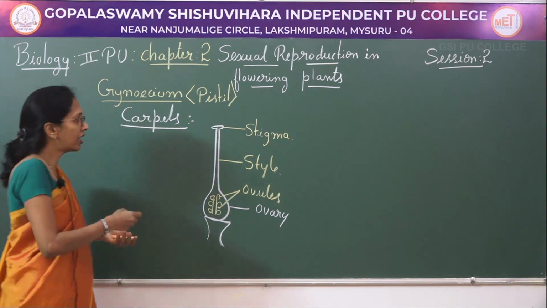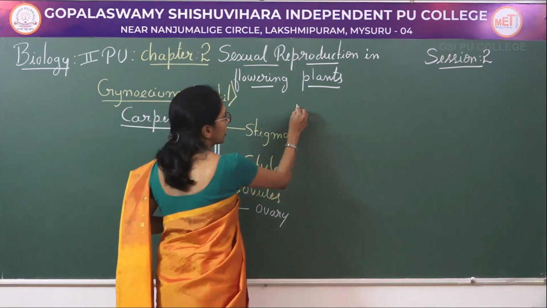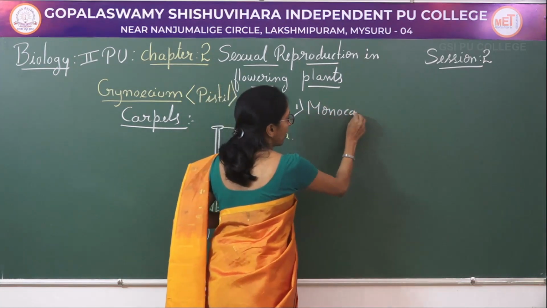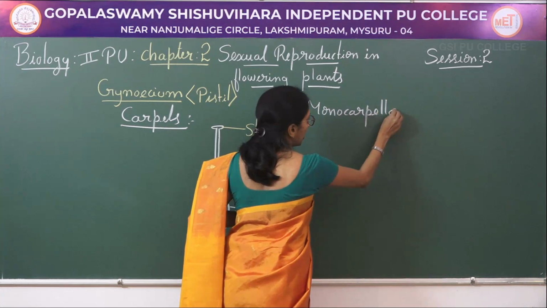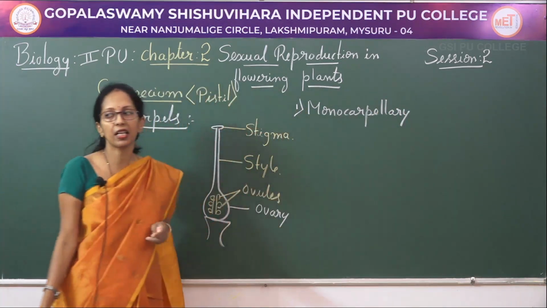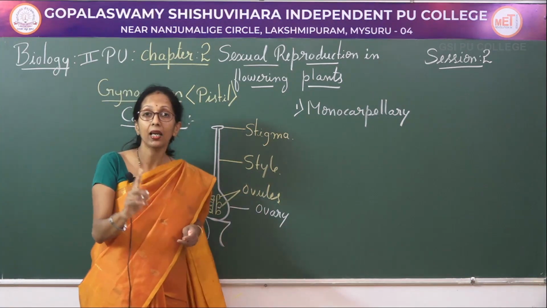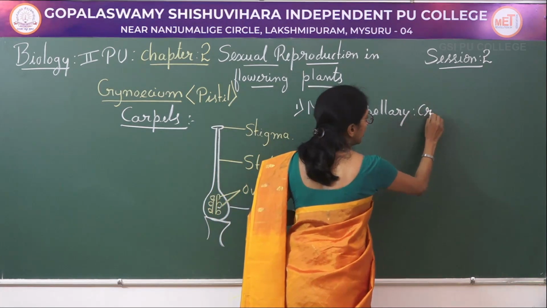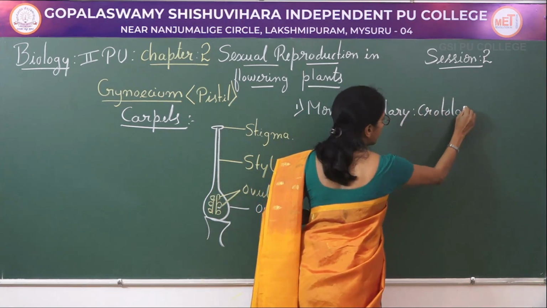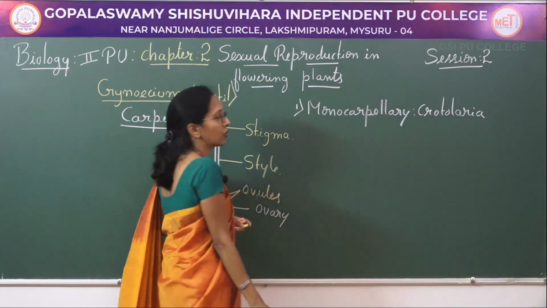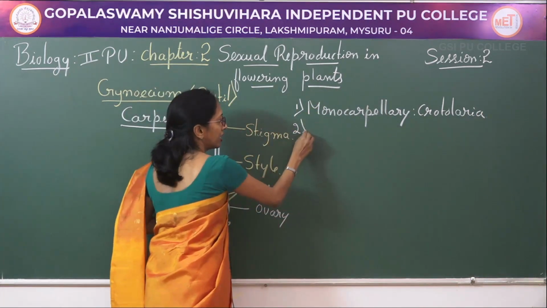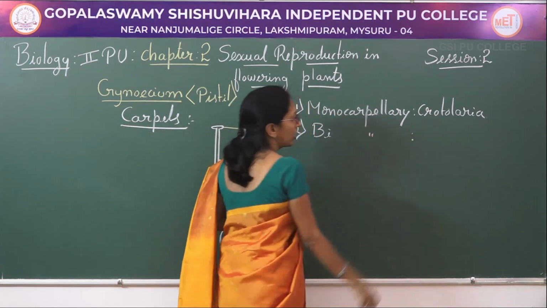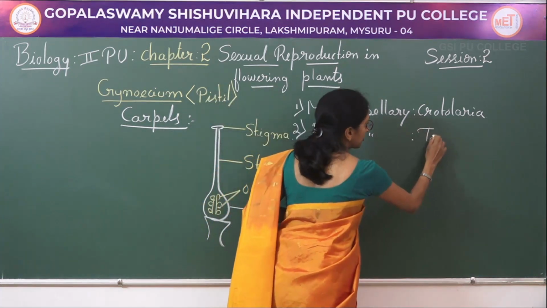Now, coming to the types of gynoecium. If the gynoecium is made up of only one carpel, it is said to be monocarpellary. As the name itself indicates, there is only one carpel. It is seen in Crotalaria. Then if the gynoecium is made up of 2 carpels, it is said to be bicarpellary. The best example is tomato.